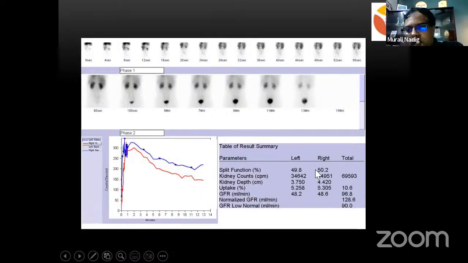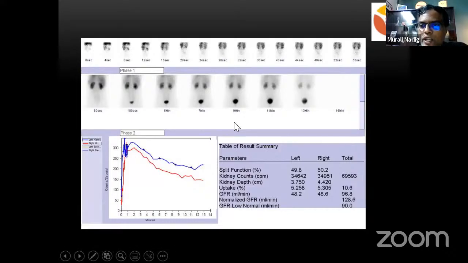But what is important is many places they give only absolute GFR. This absolute GFR is an individual kidney GFR. For inter-individual assessment, you have to get something called normalized GFR, which is based on 1.73 meter square body surface area. So whenever somebody has given only GFR, you should also insist for normalized GFR.